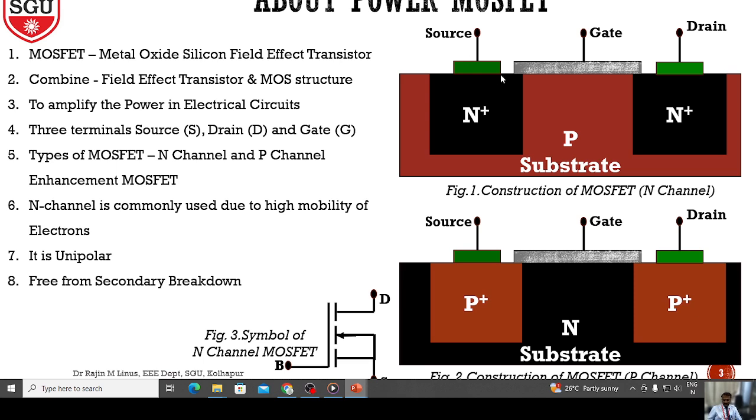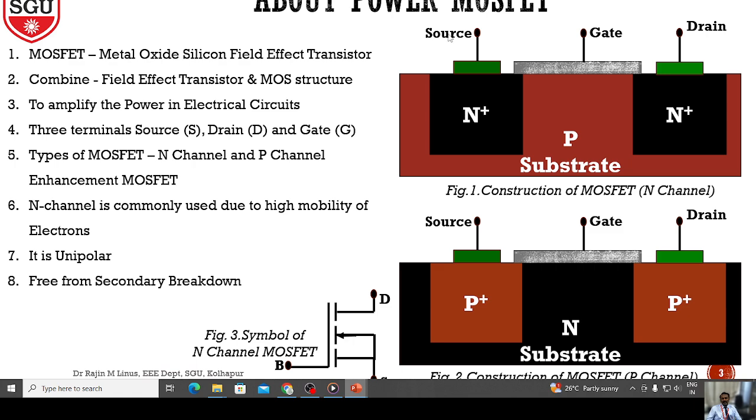Let us see the construction of the n channel and p channel. Already at the start of the power diode, I explained what is meant by n plus, p plus and n minus. So n plus is nothing but high mobility of electrons, more electrons are doped there. The p layer has more holes. So n plus has more electrons and p has more holes.